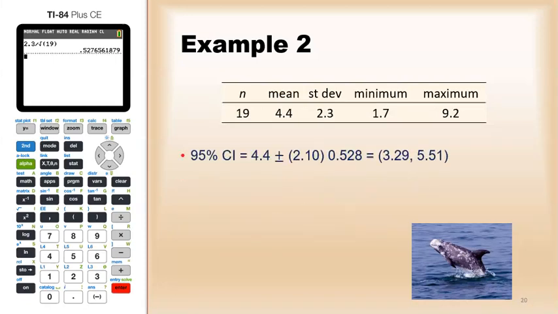So, point estimate plus or minus confidence coefficient times standard error: 4.4 plus 2.10 times 0.528 gives me the upper bound. 4.4 minus 2.1 times 0.528 gives me the lower bound. And you see that goes from 3.29 to 5.51.